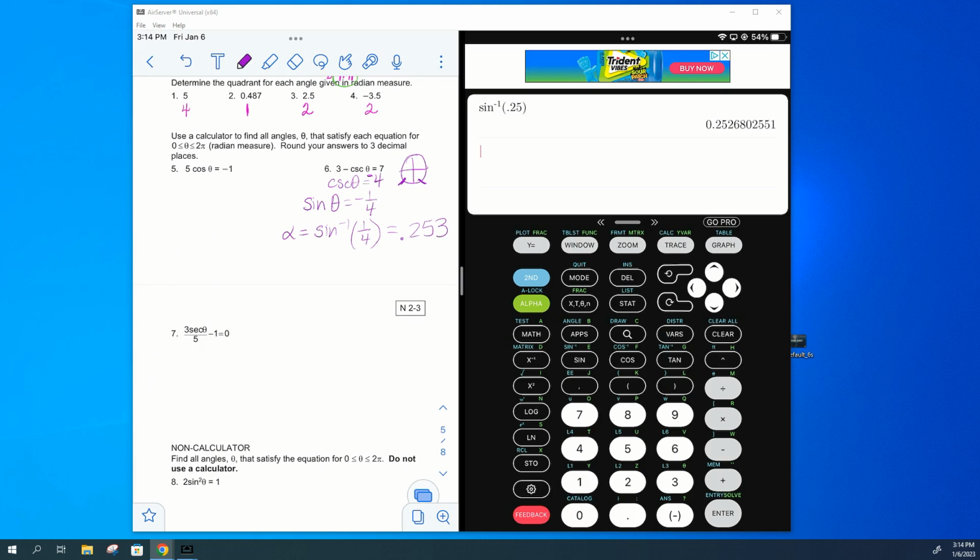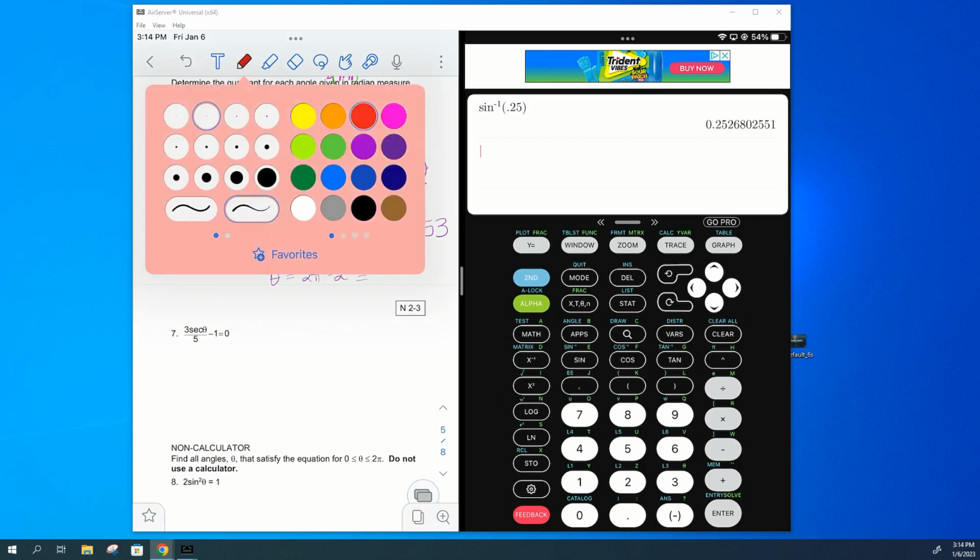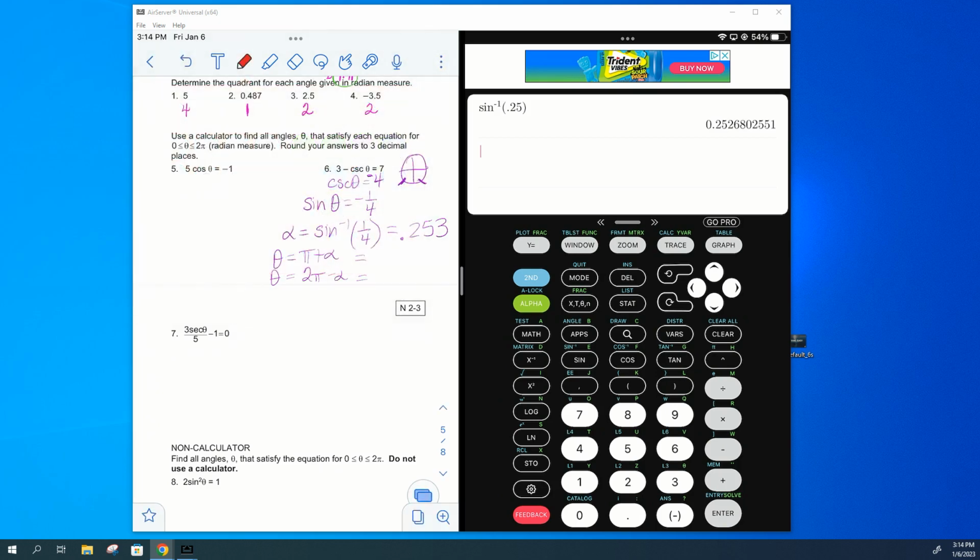And then I go back to the chart with my thetas. I know in quadrant 3, it is pi plus alpha. And in quadrant 4, it is 2 pi minus alpha. And I'm going to get my 2 answers. So again, I like the store thing. Store into A. And I'm going to type in pi plus A. And I'm going to type in 2 pi minus A. And there are the 2 answers that I get.